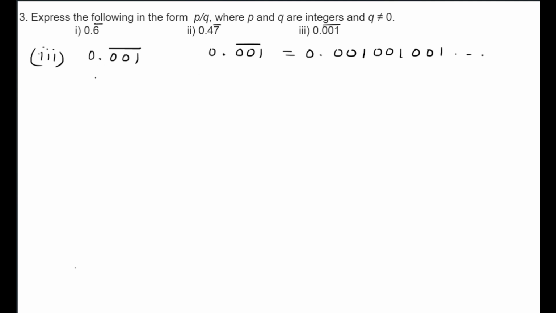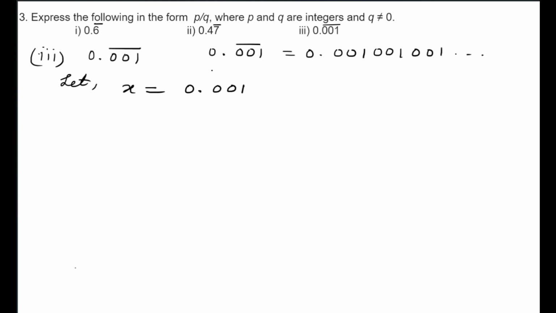Number 3. As I said, it is same as question number 1. So it is 0.001 bar. The meaning of this question is that the number 001 is actually repeating itself. So 0.001 and the next digits would be 0.001, 001 and so on. Correct? And we'll keep on moving. Now let us again assume that x is 0.001 bar.